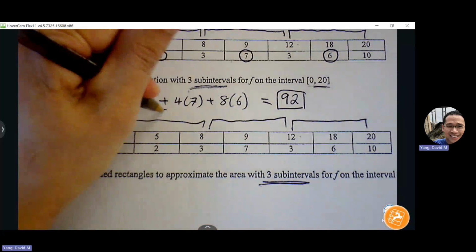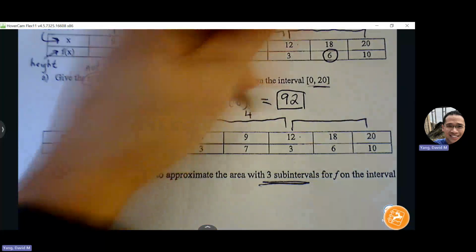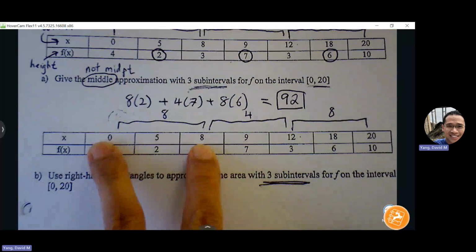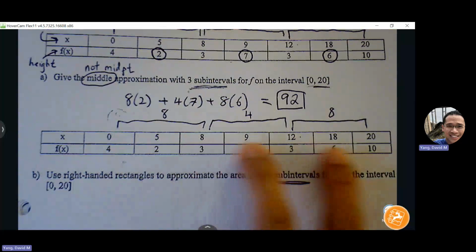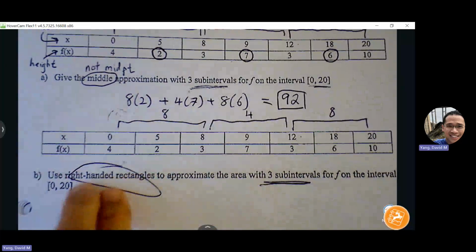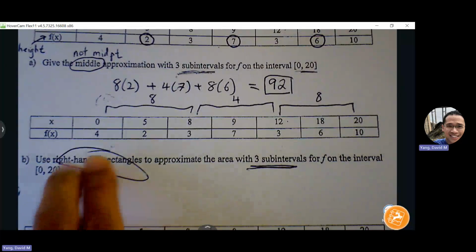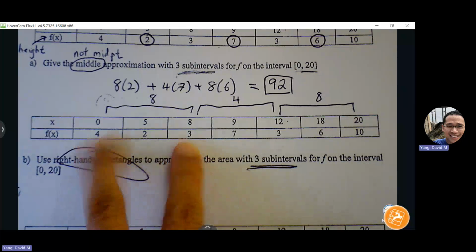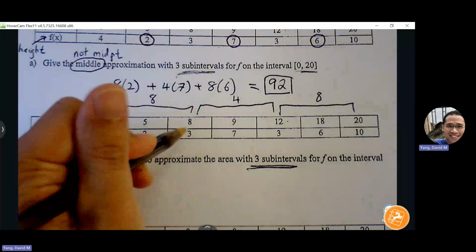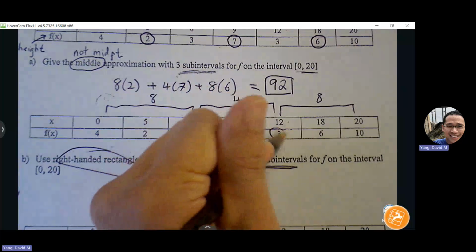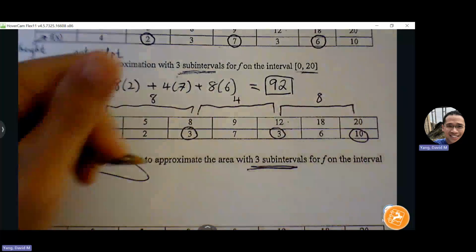So again, width of 8, width of 4, and width of 8. You're just subtracting your x values. 8 minus 0, 12 minus 8, 20 minus 12. Now it's asking for a right-handed rectangle, so how is that going to impact how we grab the y value? The one on the right, yep. So the first rectangle will have a height of what? 3. Second rectangle, height of. Third rectangle, height of 10. Yeah.